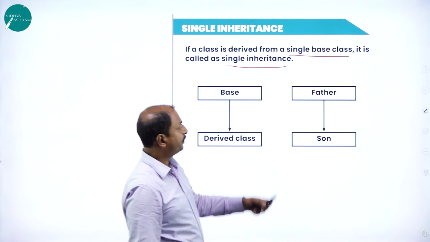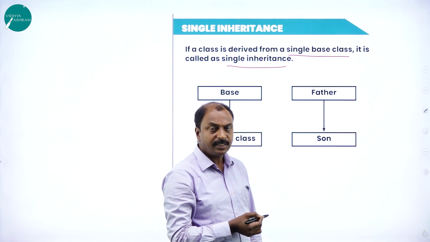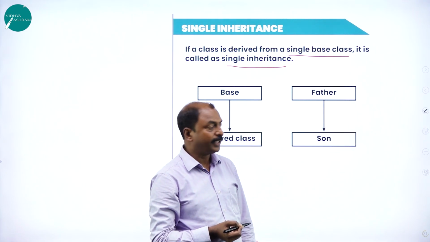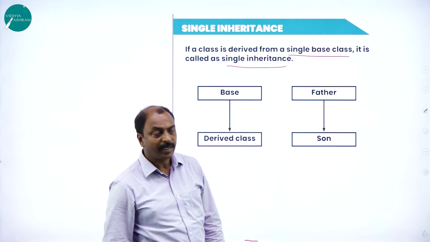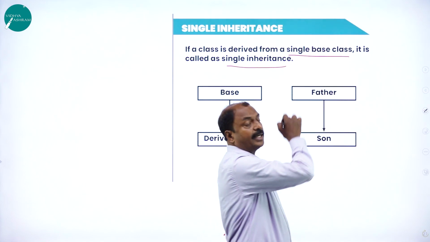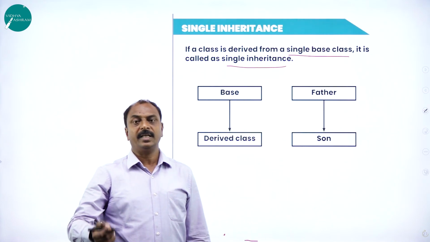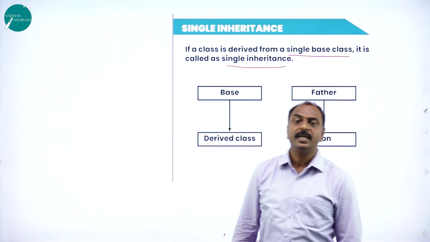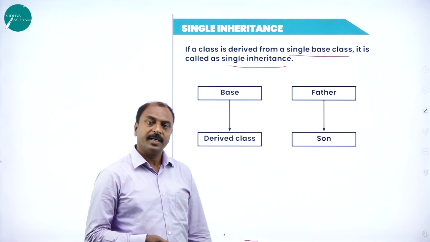Now look at the example. We can say that suppose father is name of a class, base class, and son is the derived class. So we can assume that son is the derived class which acquires the properties from only the father class. So this is an example for this. For example, generally we can say the son resembles his father only. It is called as single level inheritance.